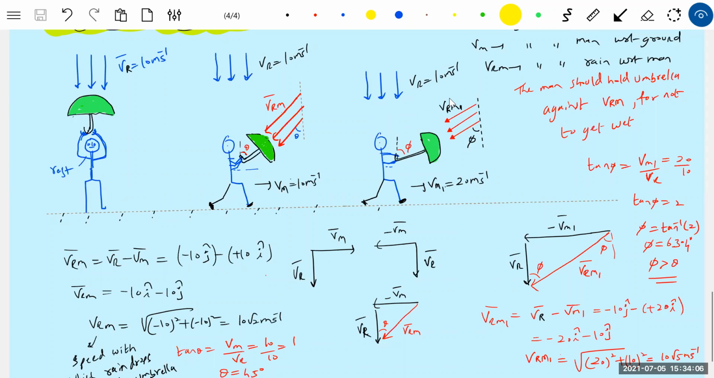Sir, is there any condition in which we have to hold our umbrella at 90 degrees? Wait for it. You can't ask generalized questions. I'll keep on giving examples. Wait for it. Okay, sir.